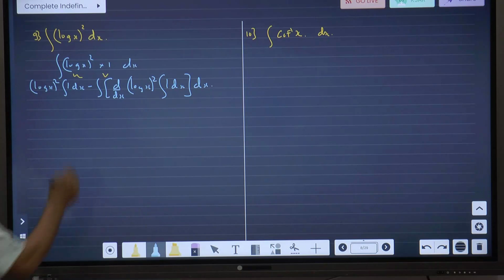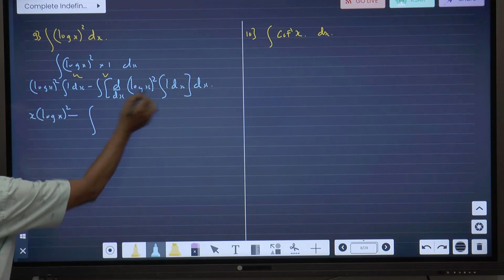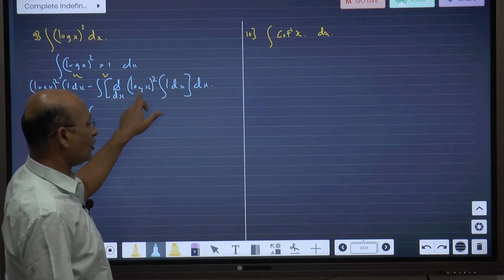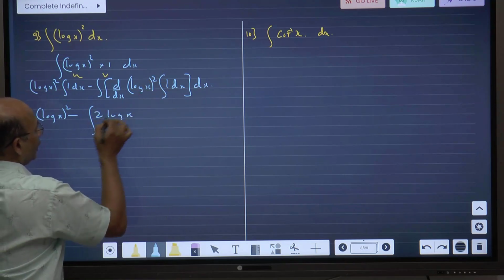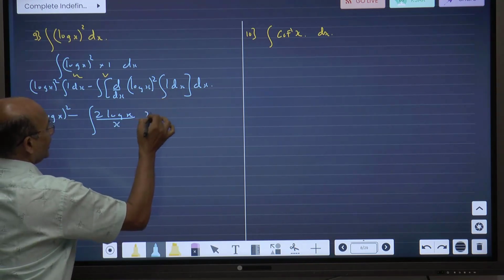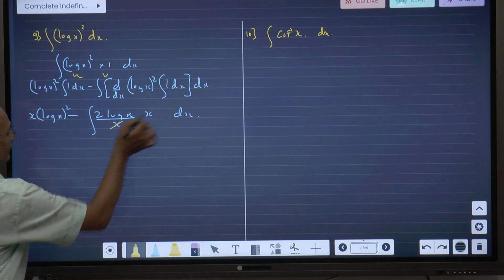Now what happens now? This will become log x whole square, integral 1 is x, minus integral. What is the derivative of log x whole square? It's a simple thing. First find the derivative of the power, then log. So the derivative of log x square is 2 log x, and chain rule says the derivative of log x is 1 upon x. Integral 1 dx is x. So it is 2 log x upon x, integral 1. Eventually now this x will get cancelled.